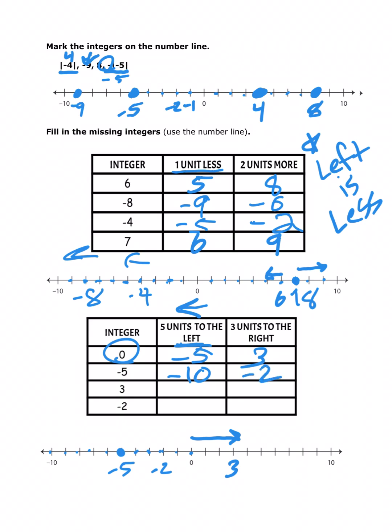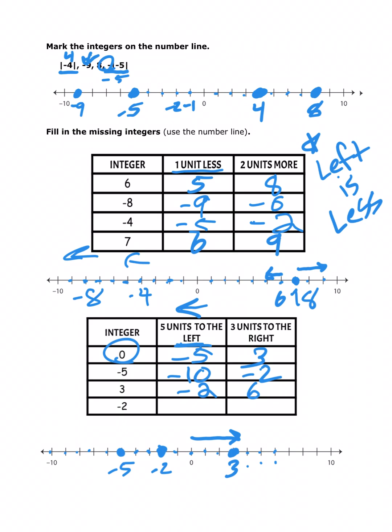Now we're starting here at a +3. I already have that. That's nice. 5 units to the left. All right, now I'm going to the left. 1, 2, 3, 4, 5. And I land right there, -2, already labeled for us. Now if I start at 3 and I go 3 units to the right, 1, 2, 3. That's 3, 4, 5, 6.